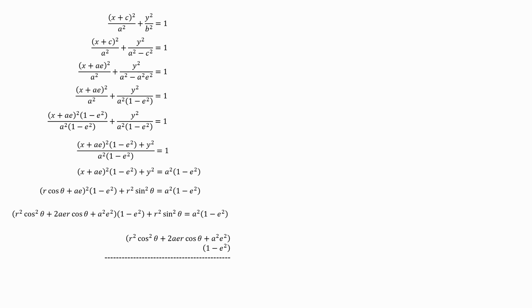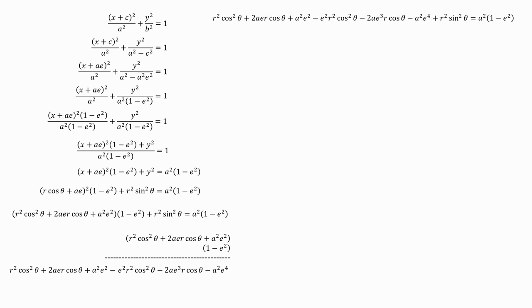Here I'm multiplying the two left-hand terms. I find it easier to do this multiplication in a longhand sort of way. Since the first term in the multiplier is 1, I only need to repeat the terms r squared cosine squared theta plus 2aer cosine theta plus a squared e squared. And then I multiply each of the terms in the multiplicand by minus e squared. That results in minus e squared r squared cosine squared theta minus 2ae cubed r cosine theta minus a squared e to the fourth. Here's what all that looks like put together.